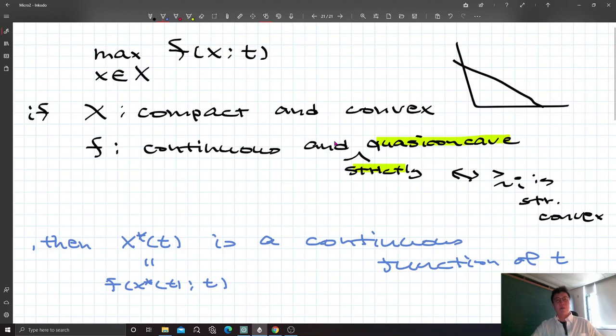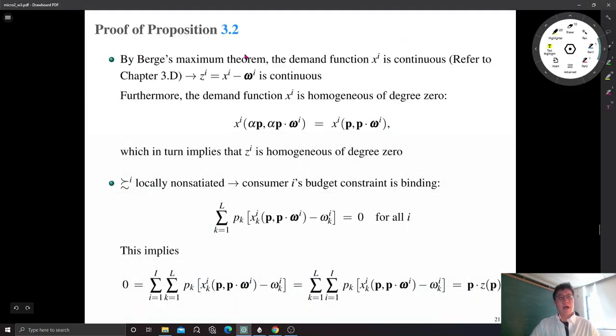Here t is a parameter. In the utility maximization problem, t is going to be the price vector, and x star is the optimal choice. And remember, with strict convexity, the optimal choice is single valued. We do not have a correspondence, but a function, single valued for each price vector. The optimal choice is a function of the price vector, and by Berge's maximum theorem, it is a continuous function. So this theorem is often used for continuity of demand functions whenever we have strict quasi-concavity. So by Berge's maximum theorem, the demand function is continuous.